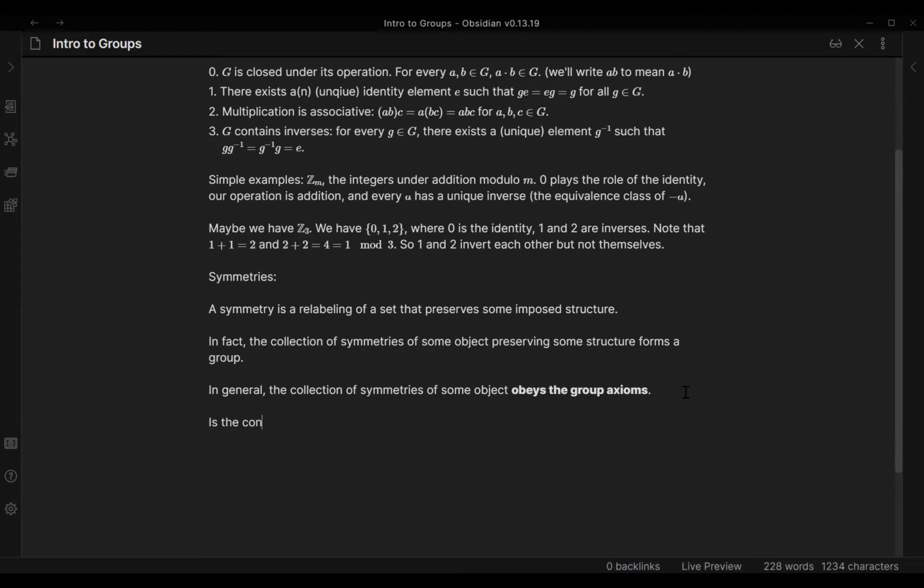Is the converse true? This should be your immediate reaction. Is the converse true? If I have something that obeys the group axioms, is that the set of symmetries of some object with the operation of composition?